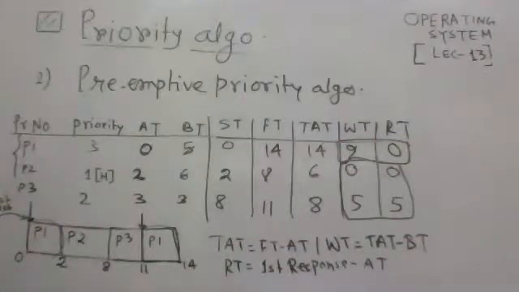Okay, so these are the turnaround time, waiting time, and response time. And also we can calculate the throughput. Here the throughput will be number of processes by total time. Throughput is equal to total number of processes 3 and total time taken 14. So throughput should be 3 by 14. So this is all about the preemptive priority algorithm.